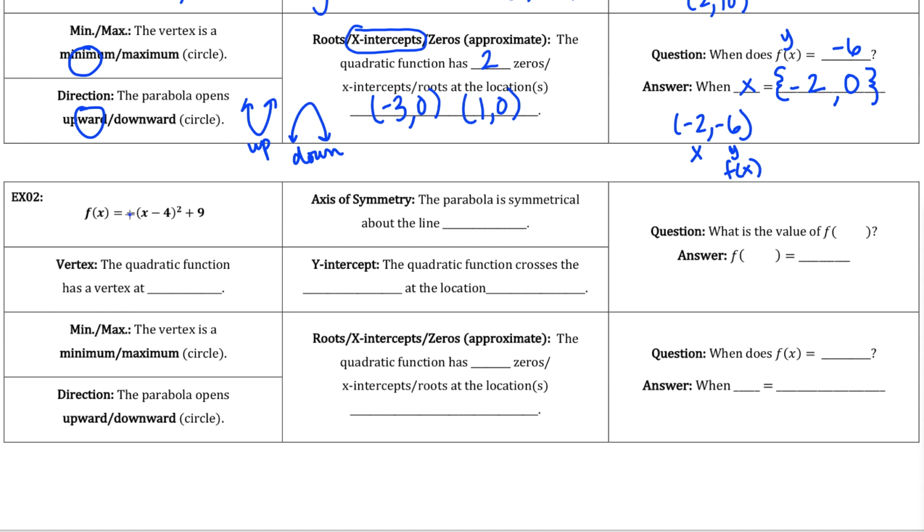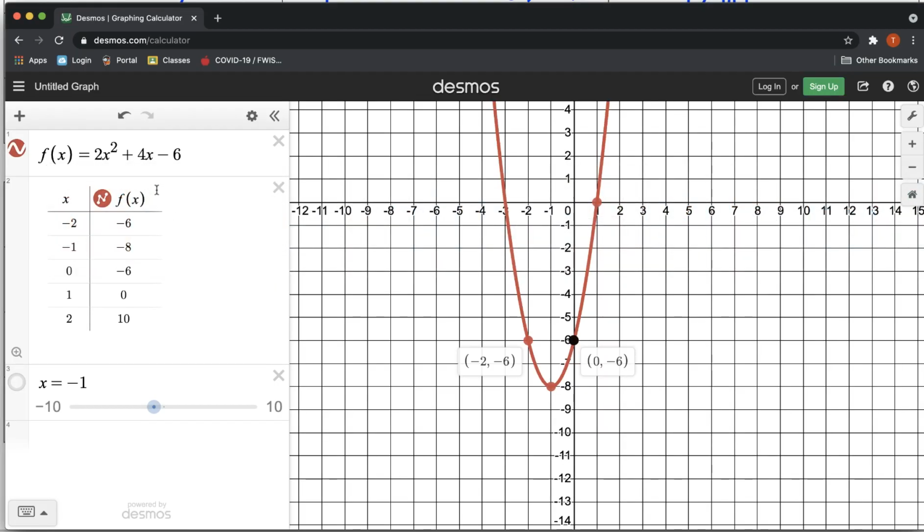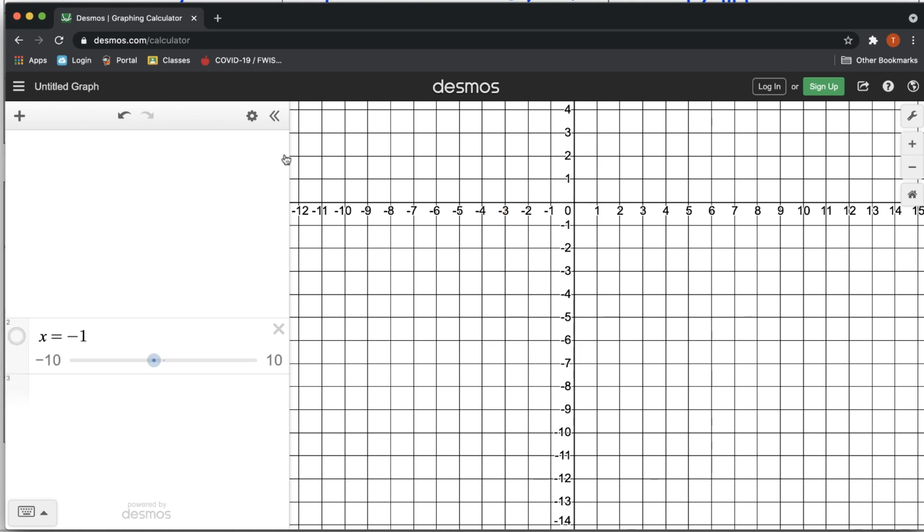Okay, so I'm going to type in this one. Negative x minus 4 squared plus 9. Actually, give me 1 second. Okay, so I'm going to write negative x minus 4. Okay, so I'm going to get rid of this.